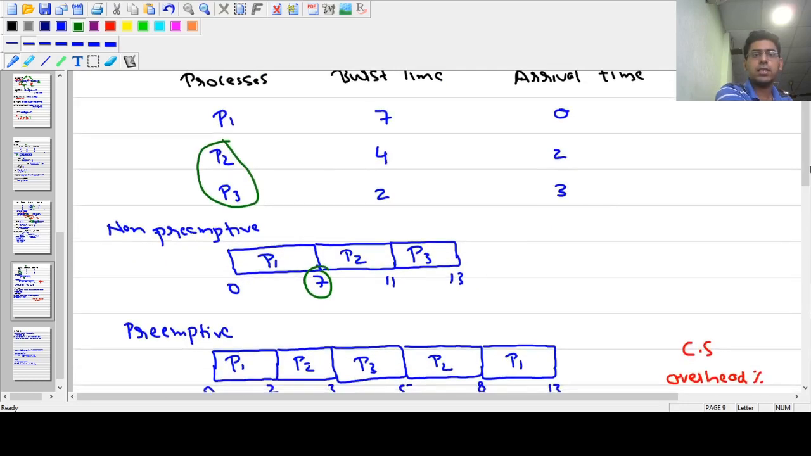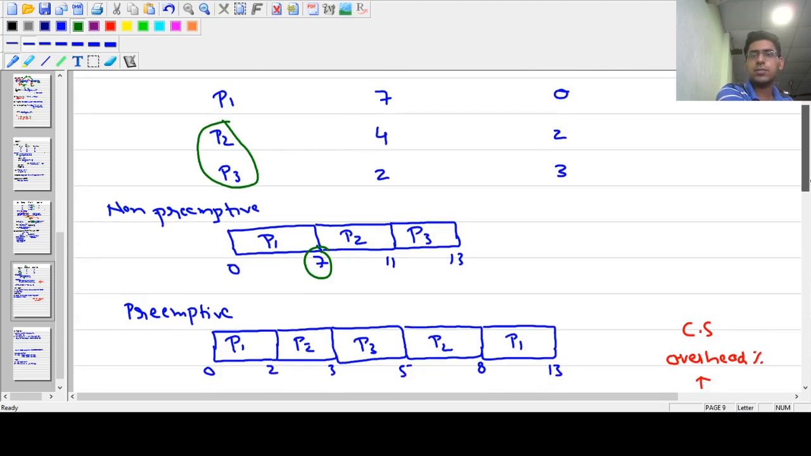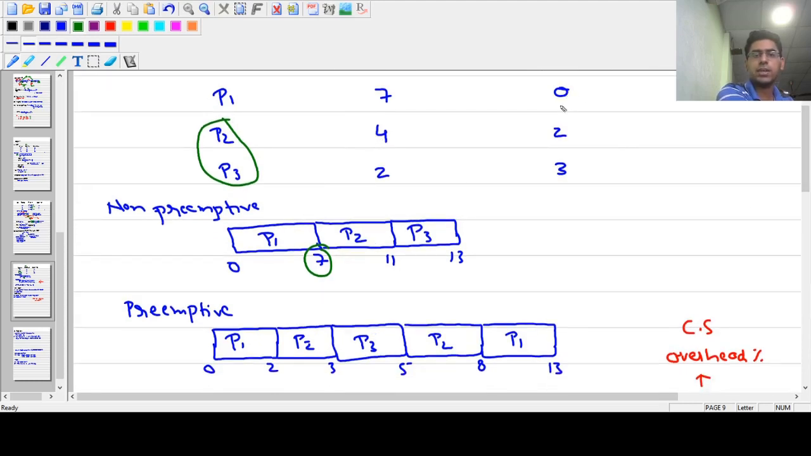So considering the preemptive case, we could see that process P1 has come at 0 millisecond arrival time. And process P2 has come at 2 milliseconds. So process P1 has to execute from 0 to 2.